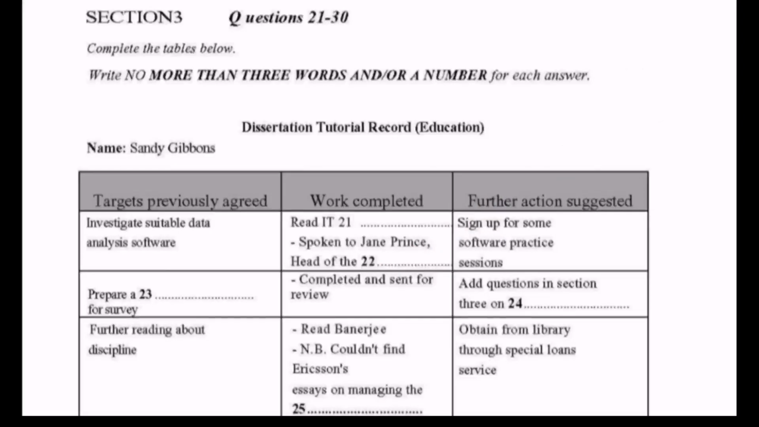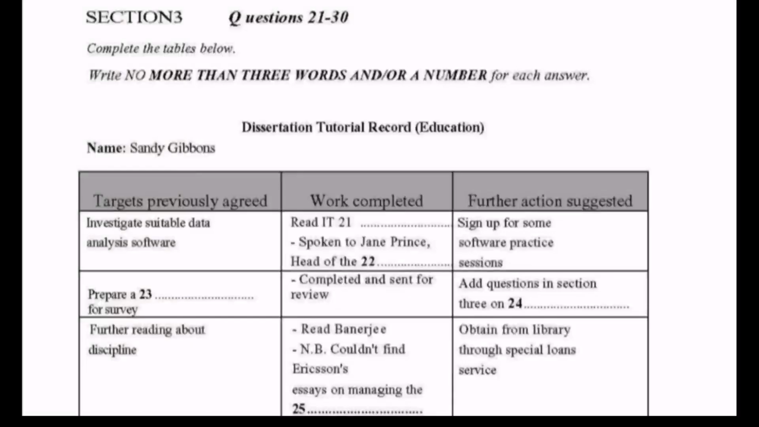Question number 23, prepare a blank for survey. So it means that we have to prepare something that is necessary for survey. And secondly, the keyword is letter A. It means that our answer is singular, and that may be a list, a checklist or a note.